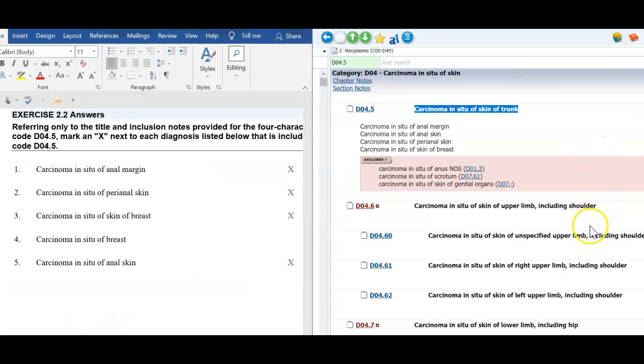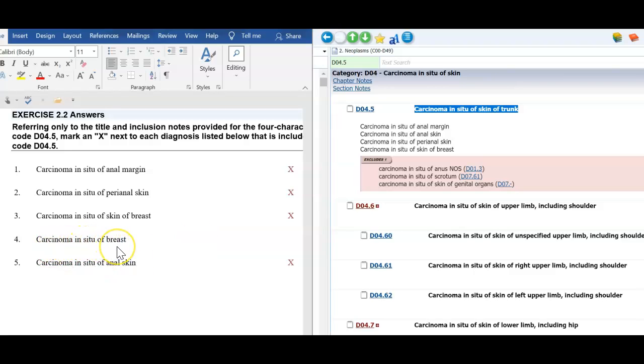Okay, so when we go through here, same thing. We have D04.5, and this isn't an O, it's a 0. It's very important in ICD-10 to make sure you distinguish between 0 and O. So let's go see here what's all included in D04.5. Right here, we have carcinoma in situ of the anal margin. It's included. Perianal skin, included. So X. Skin of the breast, included.